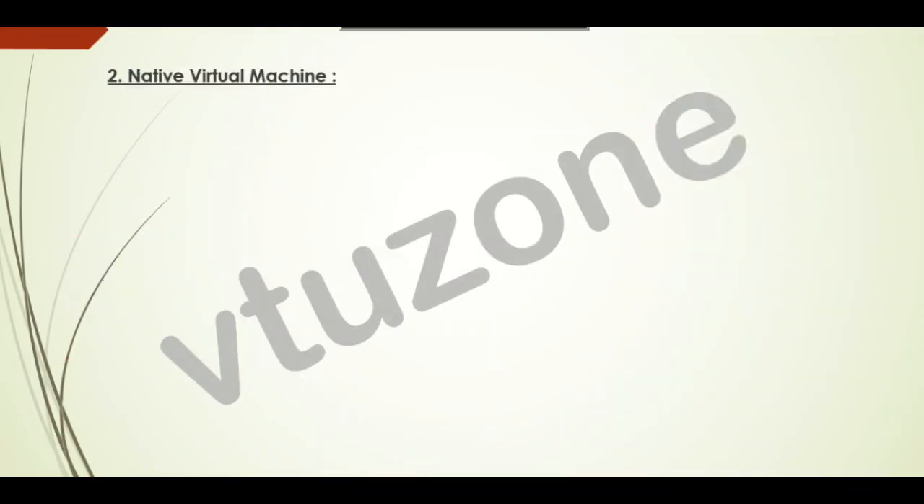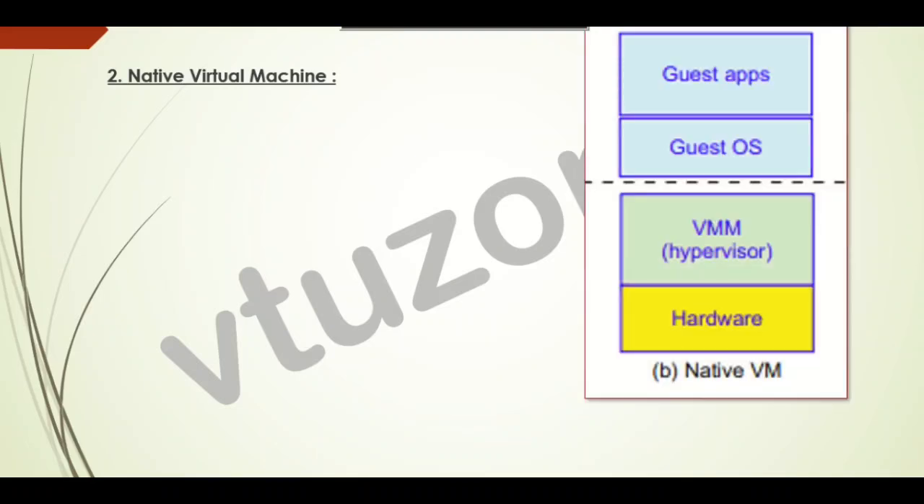The second one is a native virtual machine. So this is a virtual machine setup where the virtual machine monitor runs directly on the hardware. The layers are the hardware layer, that is the physical machine, then the virtual machine monitor layer, that is a hypervisor. It is a software layer that creates and manages virtual machines. Then the guest operating system. Each virtual machine has its own operating system, which runs on the virtual machine monitor. Then guest apps. Applications run on the guest operating system.